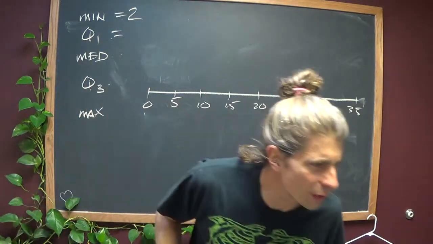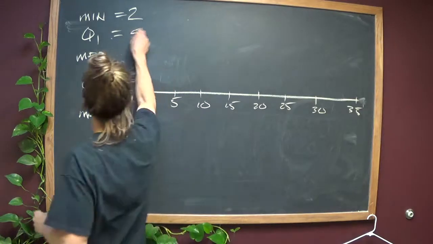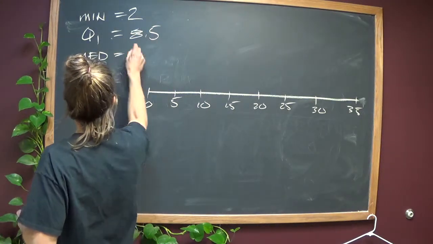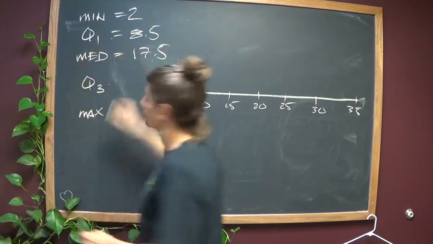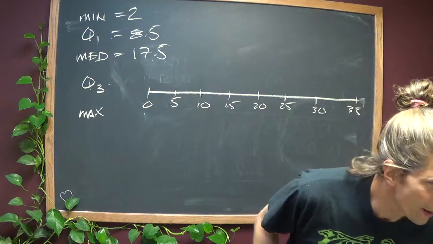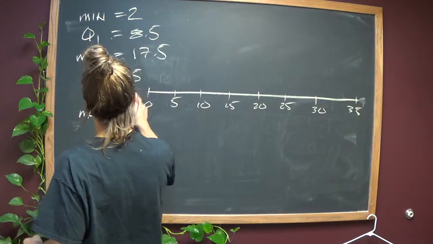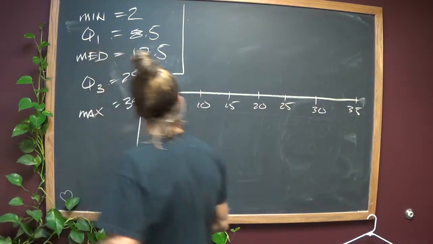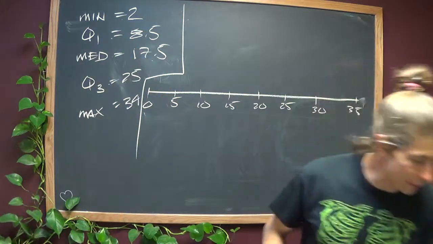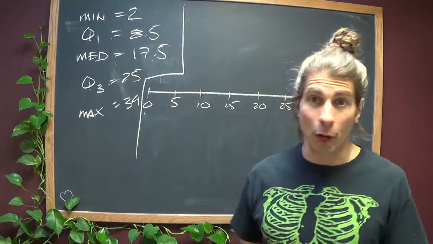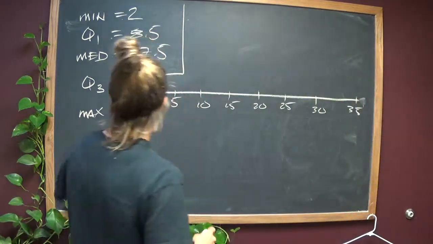The median of the lower half is 8.5. The median is 17.5, implying that we've got an even number of data points. 25 is the upper quartile. It looks like our max is 34. So there's your 5-number summary. The next bit is to draw a box plot on the axes, so we can do that.